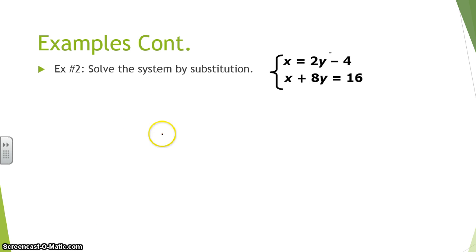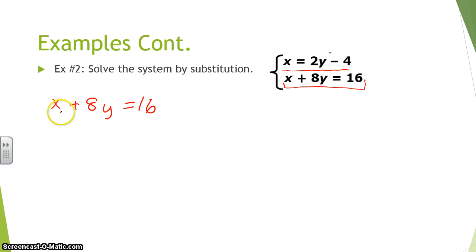Our next example here, we have x equals 2y minus 5 and x plus 8y equals 16. Notice my first equation is equal to a variable, but my second equation is not. So we need to get this second equation, x plus 8y equal to 16, equal to a variable. Let's get it equal to x since my first equation is equal to x. So I have x plus 8y equals 16.